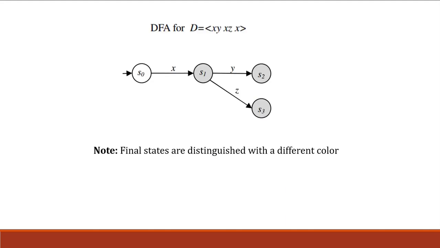So this is the DFA for D. This is what it looks like. And we have also mentioned that final states are distinguished with a different color.